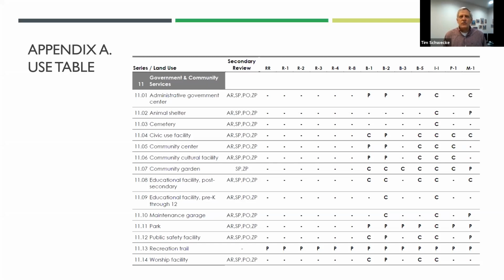So use tables are up and coming. A good portion of the communities have a use table, but if you don't, really think about organizing your content with a use table. So that's Appendix A. Yes, if I could just add, from the codifier's perspective, Tim, this is the biggest slam dunk, easiest improvement you can make as far as offering faster and easier access to zoning information within a code.